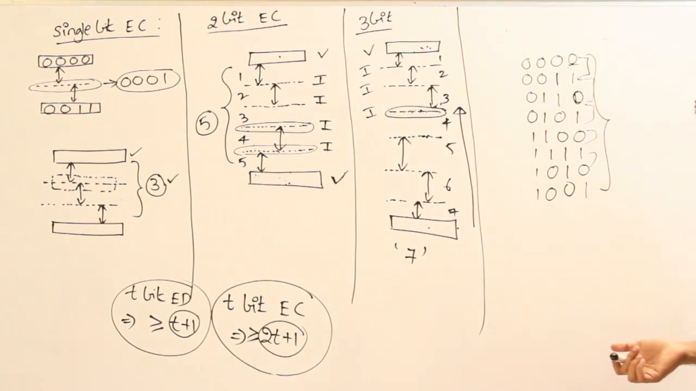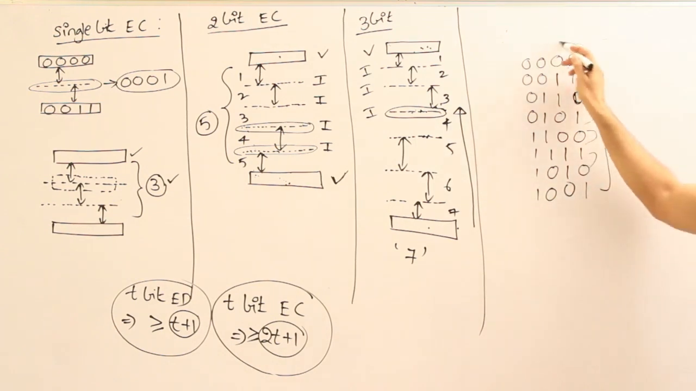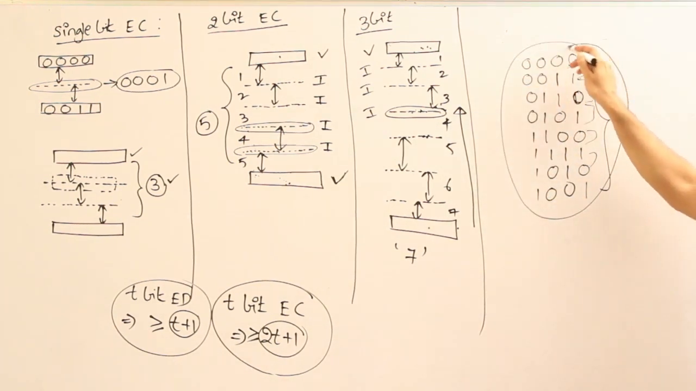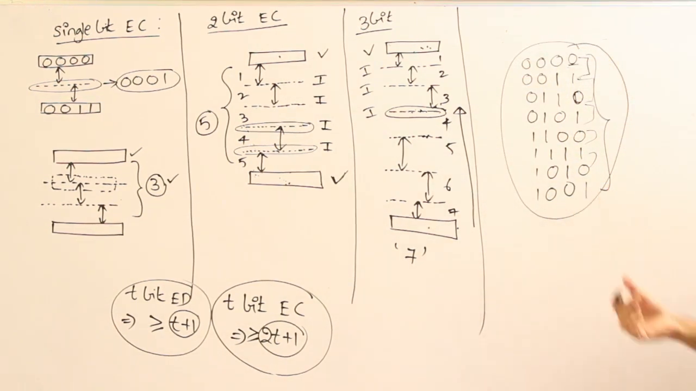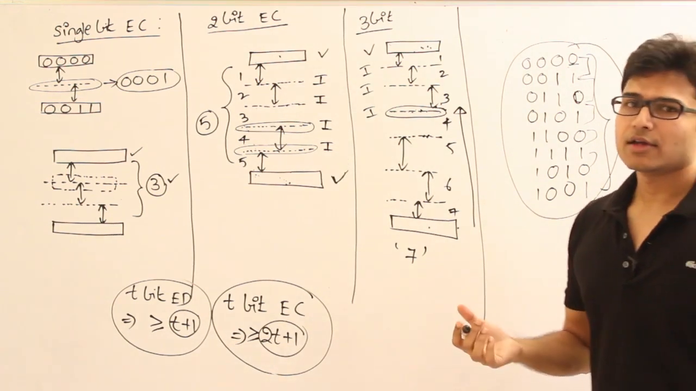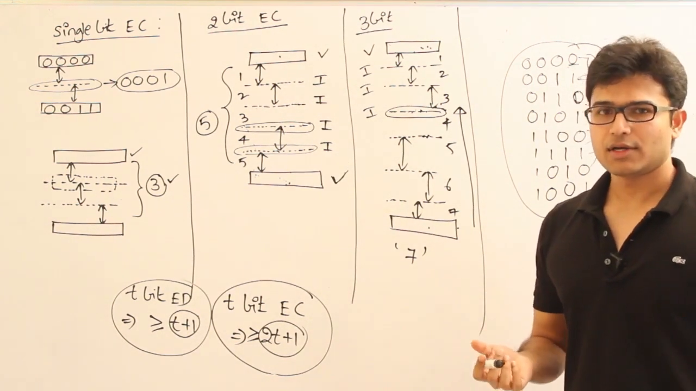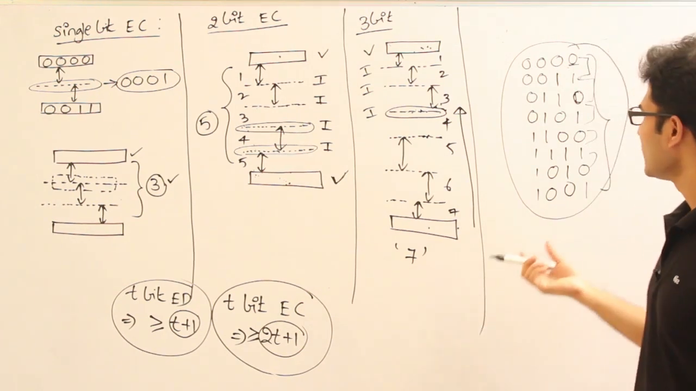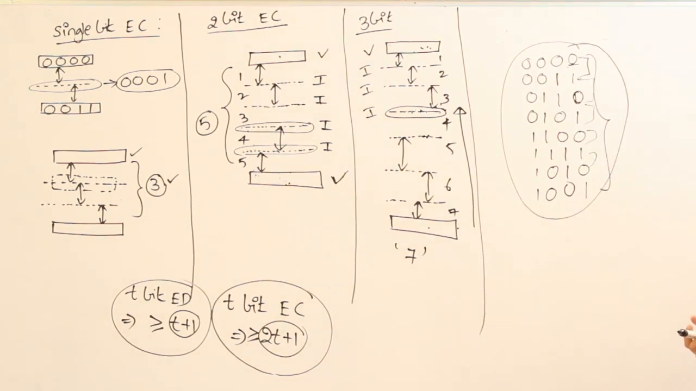Now what is the advantage of such a method? Since the minimum distance, or the Hamming distance, of this code is 2, it can be used for single bit error detection. Got it? Single bit error detection can be done by using this code, because we have a Hamming distance of 2. That was the requirement for single bit, right?